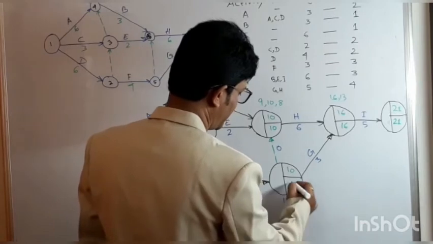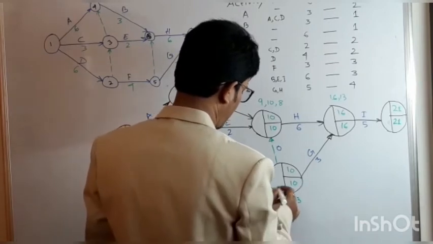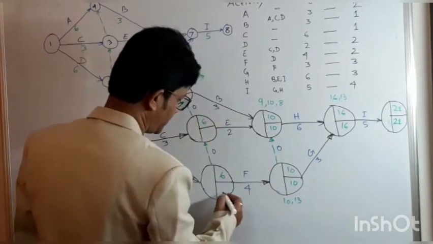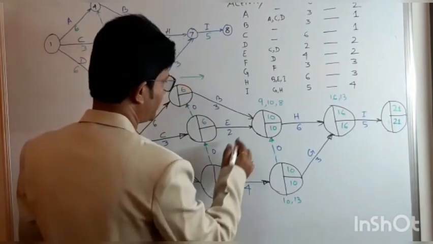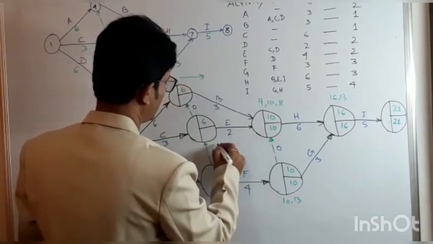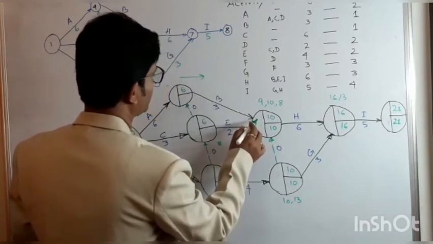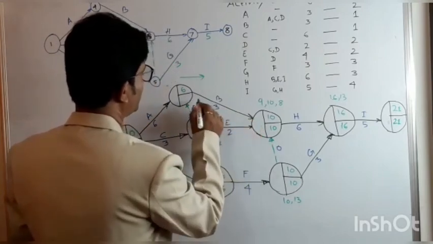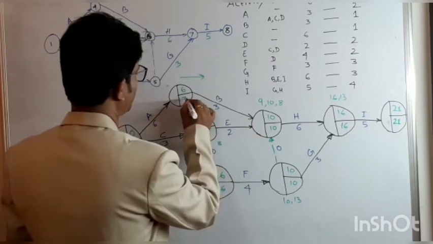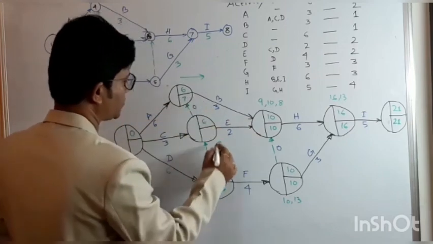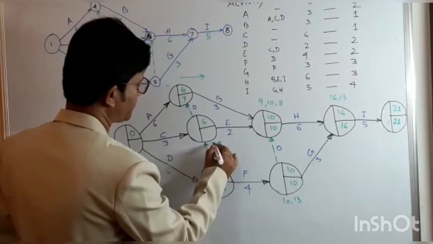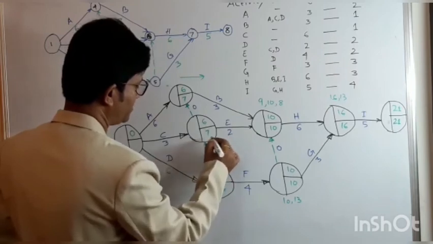So we have to take the minimum of this, that is 10. So 10 minus 4, this is going to be 6, and 10 minus 2, that is 8, and 10 minus 3, that is 7. So 7 minus 0, so it is 7. So we have to take the minimum, that will be 7.